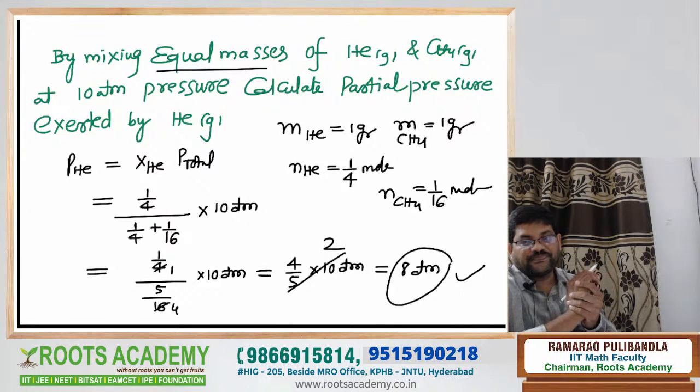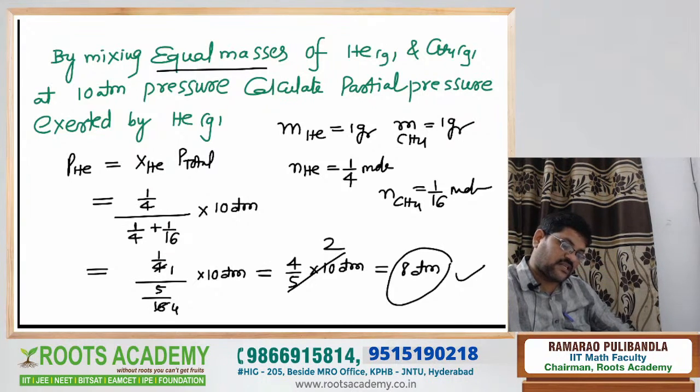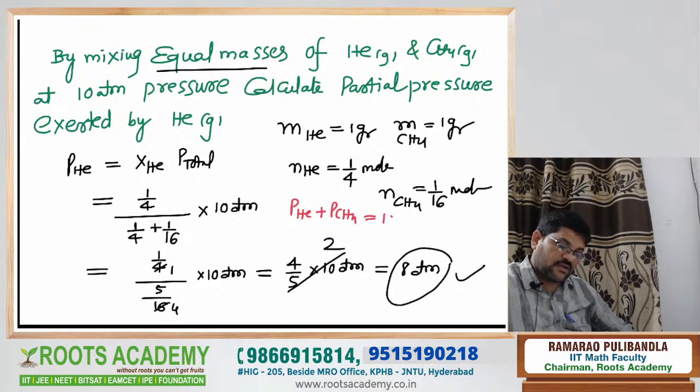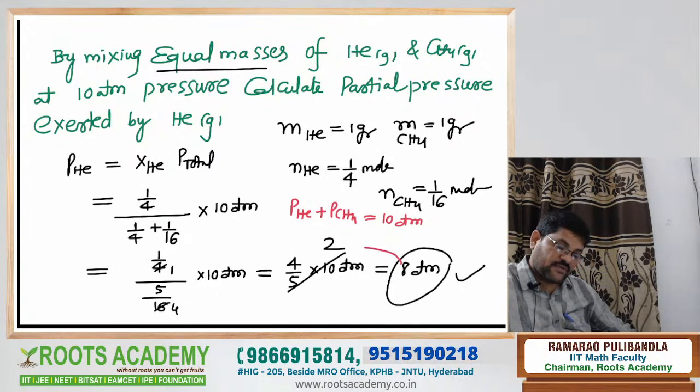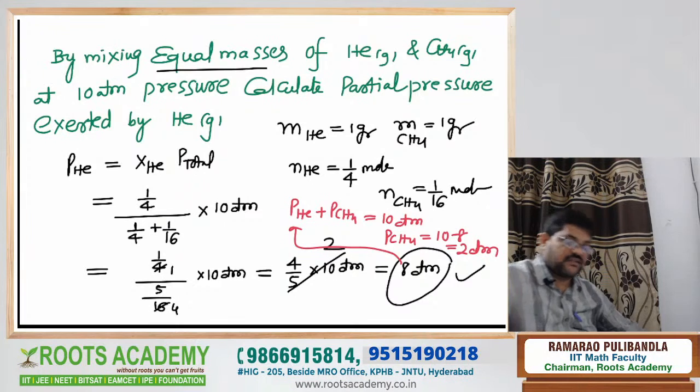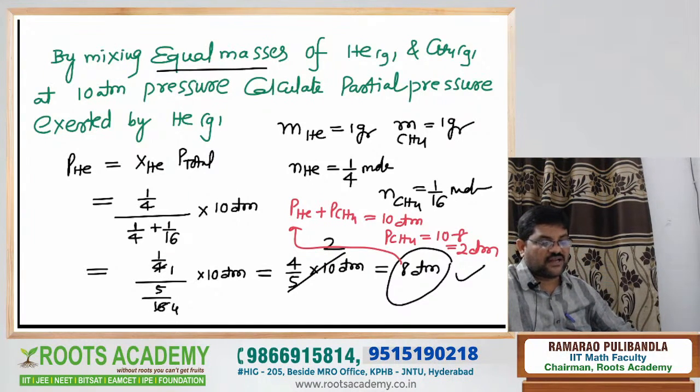Is it clear? For example, the partial pressure of the methane gas is being asked. The partial pressure of the helium gas plus the partial pressure of the methane gas is equal to the total, which is 10 atmospheres. The partial pressure of the helium gas is given as 8. Therefore the partial pressure of the methane gas is 10 minus 8, that is equal to 2 atmospheres. So simple questions are given like this on the concept of Dalton's law of partial pressures.